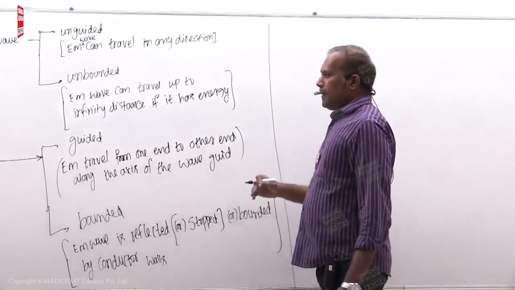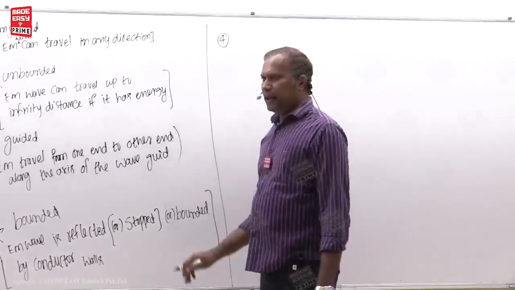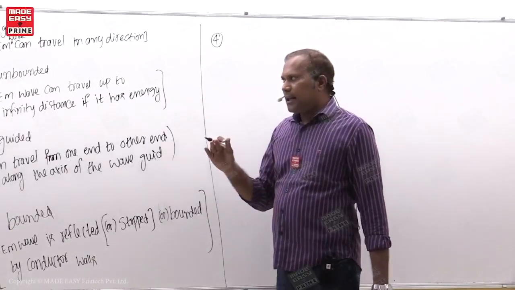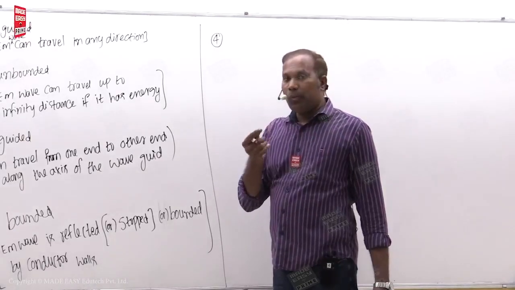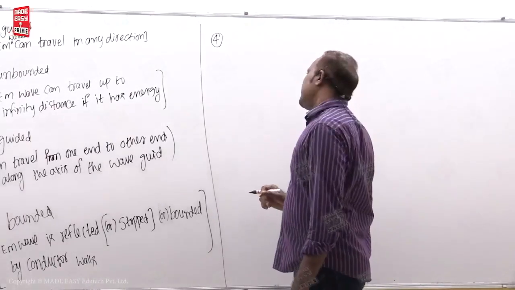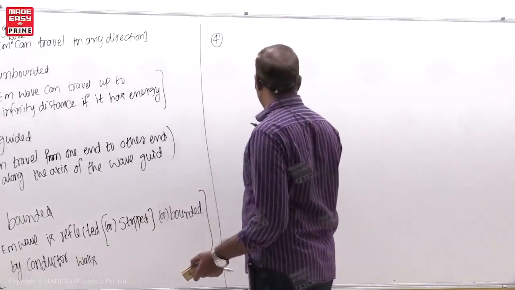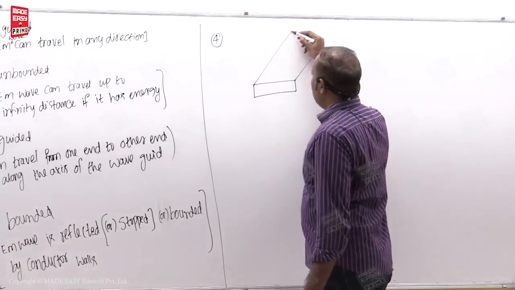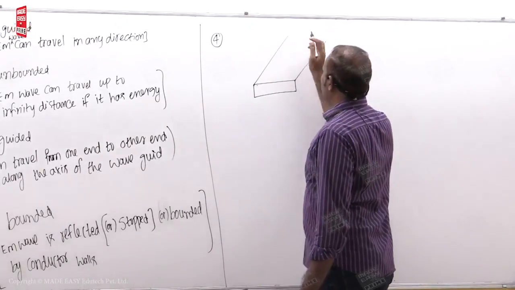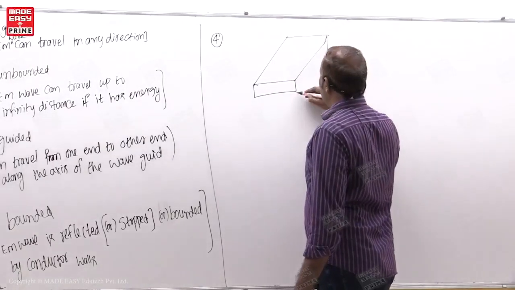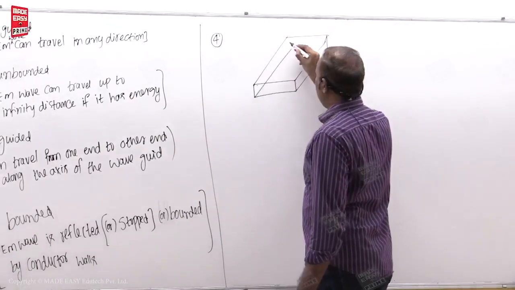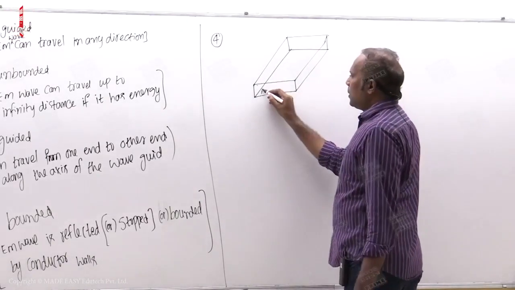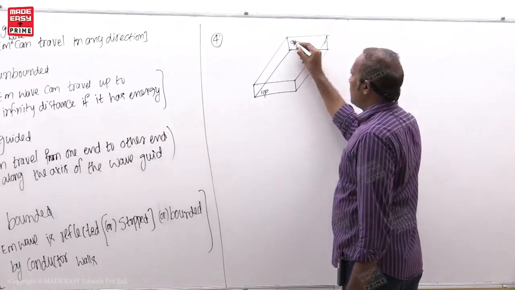So, if you see I am writing here fourth point. I told you in a waveguide, EM wave travels in the direction of waveguide axis through multiple reflections. So, dear students, here I am showing you this waveguide like this, a rectangular waveguide. So, this is actually conductor walls. This is the input, and this end is output.